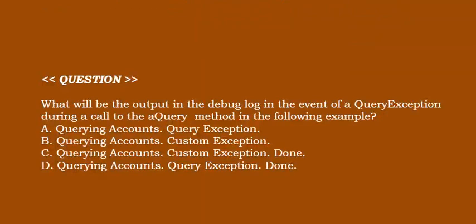Next question is, what will be the output in the debug log in the event of a query exception during a call to a query method in the following example? Option A, querying accounts query exception. Option B, querying accounts custom exception. Option C, querying accounts custom exception done. Option D, querying accounts query exception done. Correct answer is option C.